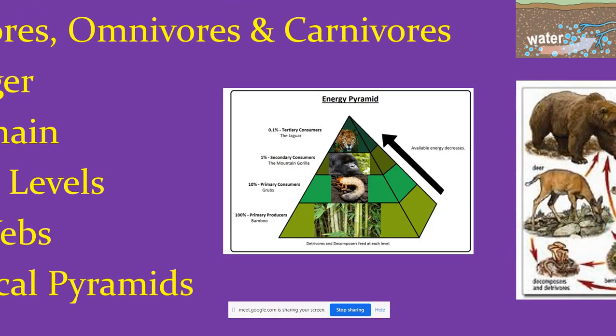The plant receives what is called gross primary productivity, but it only transfers 10% of the energy to the next level, that is the consumer level.